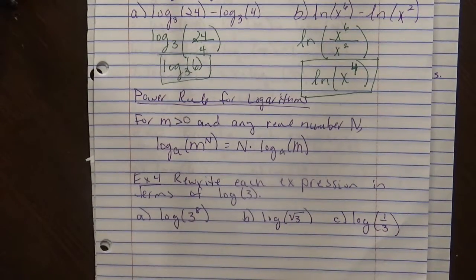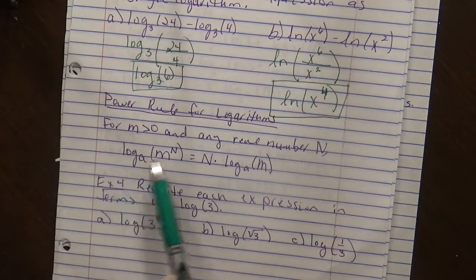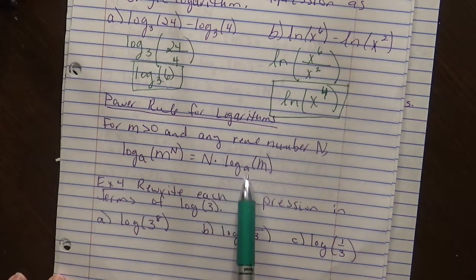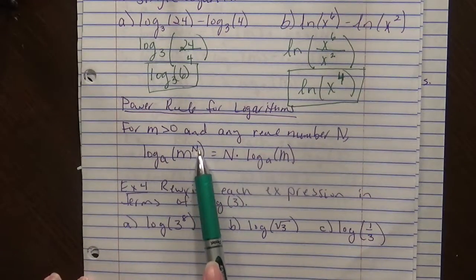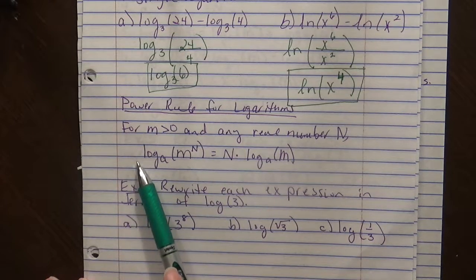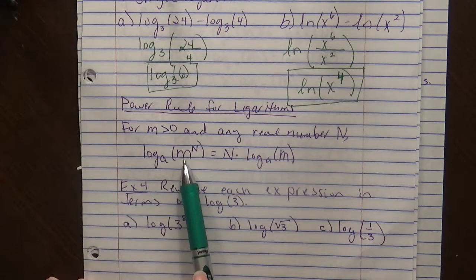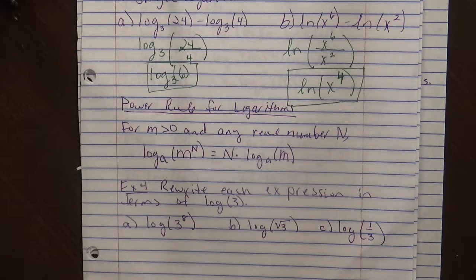The power rule states that for m greater than 0 and any real number n, log base a of m to the n power equals n, so that exponent is coming to the front as a coefficient, times log base a of m. So our exponent is going to go to the front as a coefficient, and we're just left with log base a of whatever value we had in here without the exponent. Now, where do you think this rule is coming from?